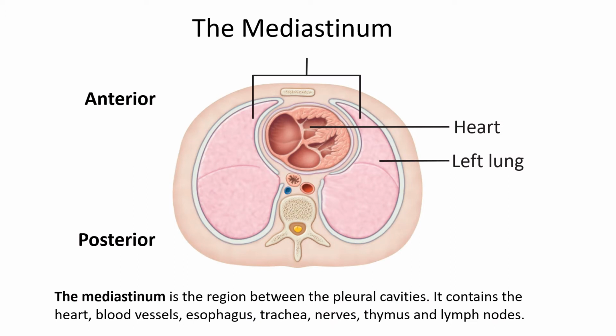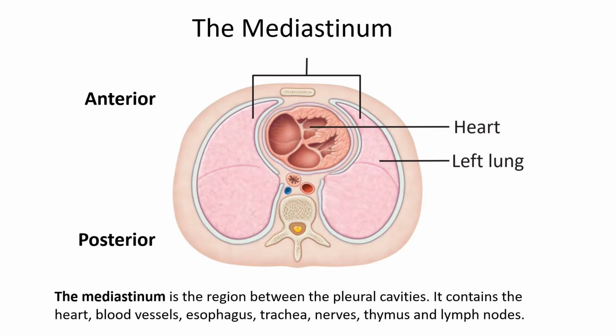The heart lies in a region of the chest known as the mediastinum. This is the region between the right and left lungs, so between those pleural cavities. It contains the heart and the pericardial sac that surrounds the heart. It contains a number of blood vessels, the esophagus, trachea, nerves, the thymus gland that lies on top of the heart, a lot of lymph nodes, some connective tissue. There's a whole bunch of stuff there.